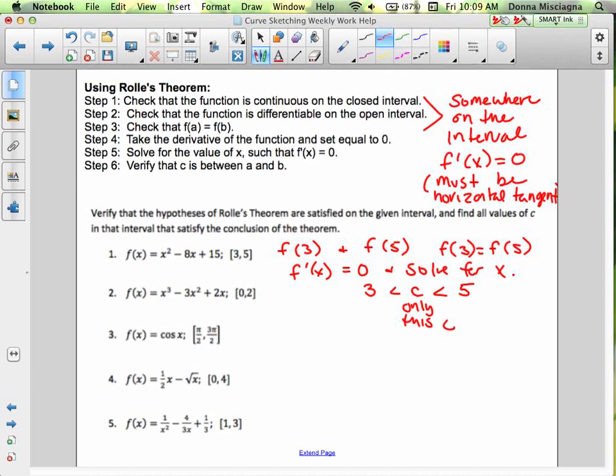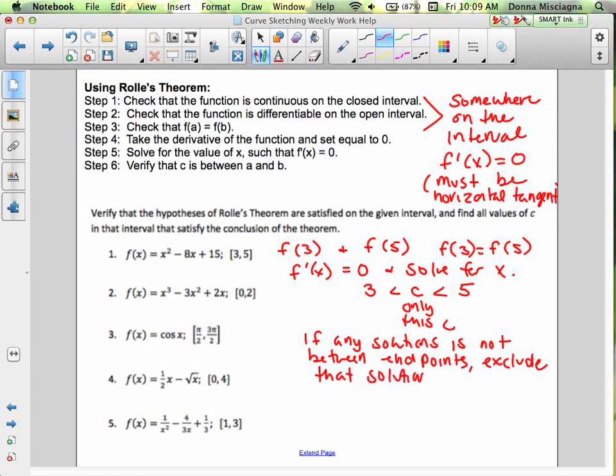If you get more than one solution, so if any solution is not between the endpoints, then you'll exclude that solution. Right? That's all there is to these.